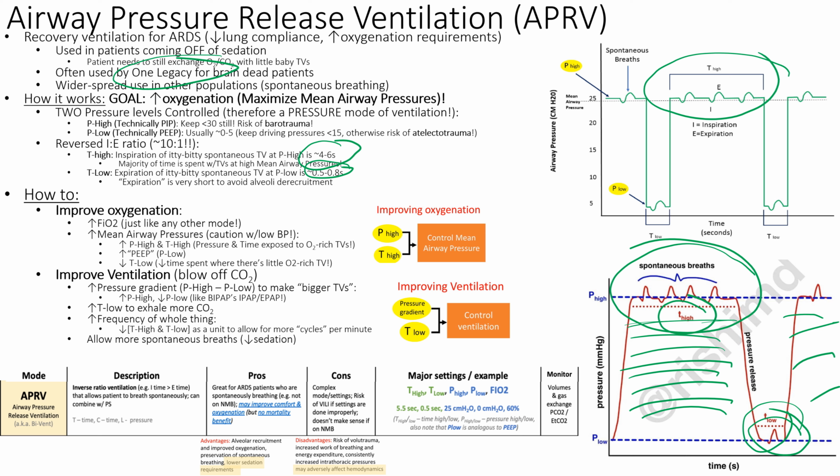So there are 2 things they look at: T high, T low, and P high, P low. How much time are they up top, and how high do you want to go? You want to go to 30, 35, and how low do you want to go?